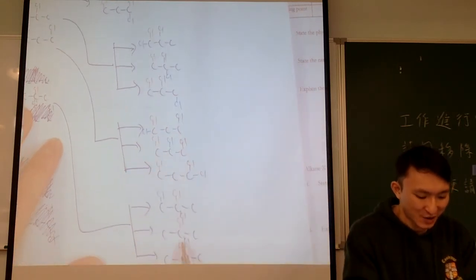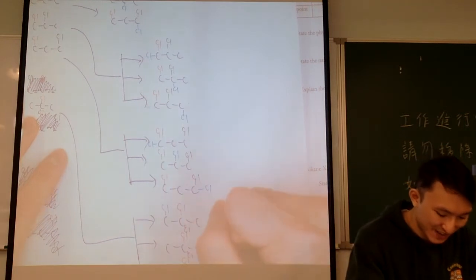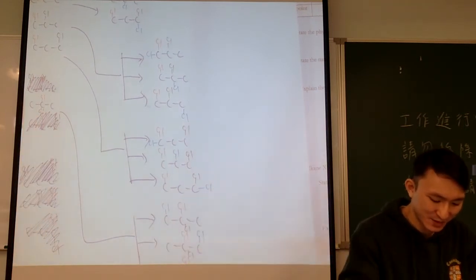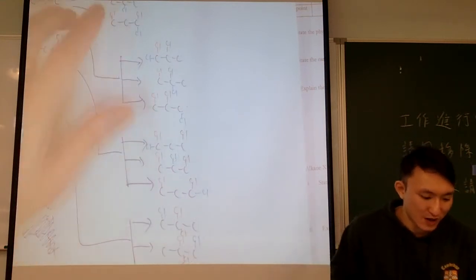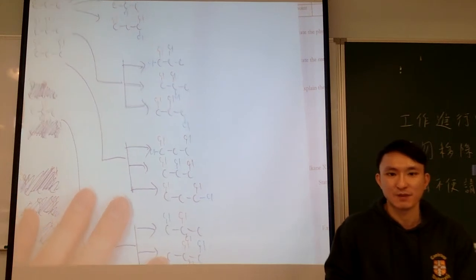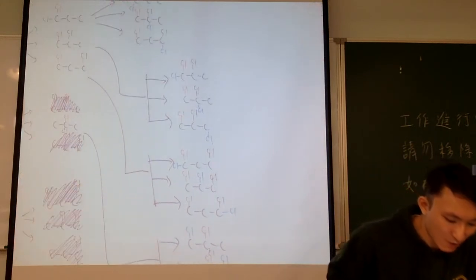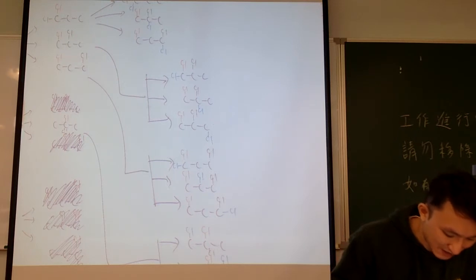You can't put another chlorine here because it does not have enough bond. So actually only here, and this one cannot exist. So now we have 1, 2, 3, 4, 5, 6, 7, 8, 9, 10, 11 possibilities. Then what we are doing right now is to cancel out anything that is repeating itself.